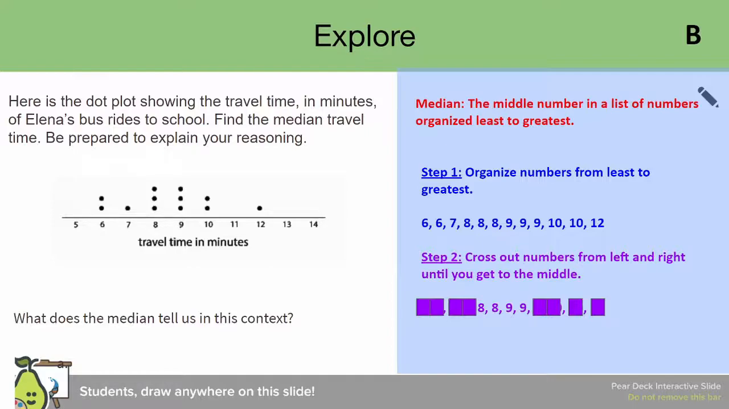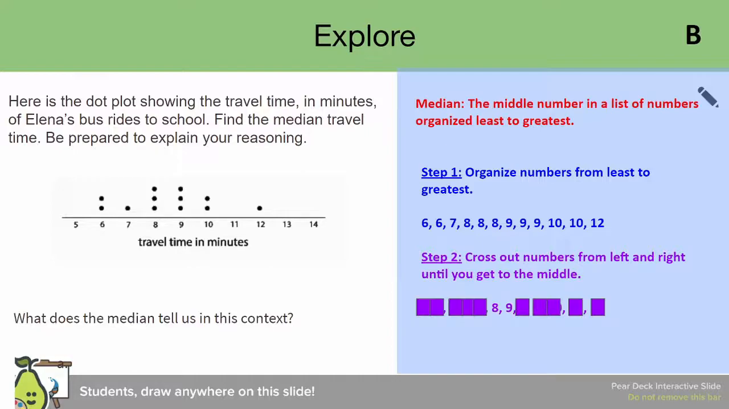Every time we take 1 from the left, we need to take away 1 from the right so that we have an even amount on both sides. So we take out this 8, we take out this 9, and so now we have an 8 and a 9 left in the middle. Now, in this case, we can't cross out any more numbers or cover any more numbers because then we're going to cover all of our numbers and we don't want to do that.